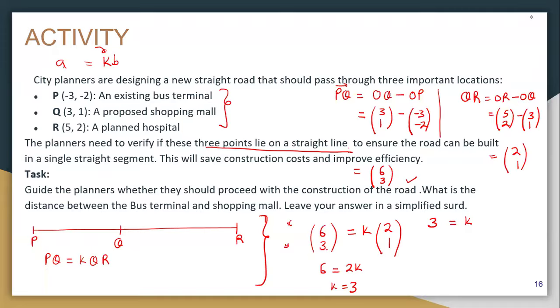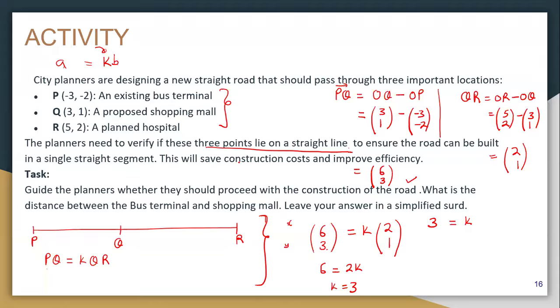Okay, thank you, Samuel. Ivan. Yes, for me, I would say that the planner should go on with the design since the 3 points are collinear and have a common point and with a scalar multiple of 3. Okay, thank you. Now, number 1, your answers are okay.